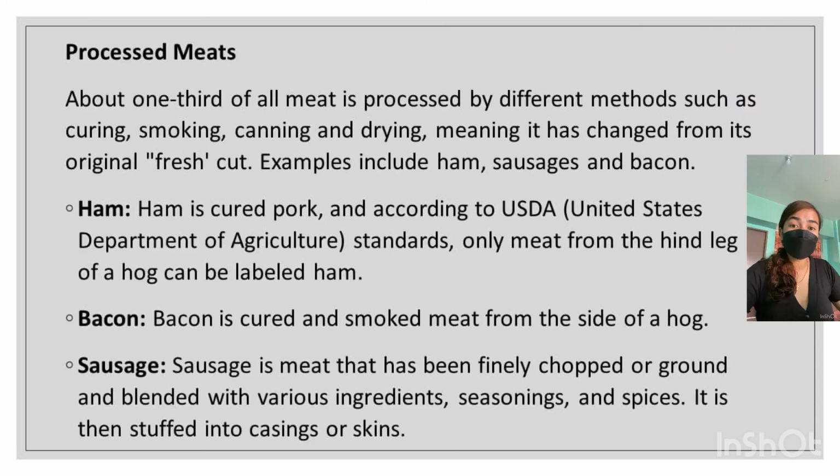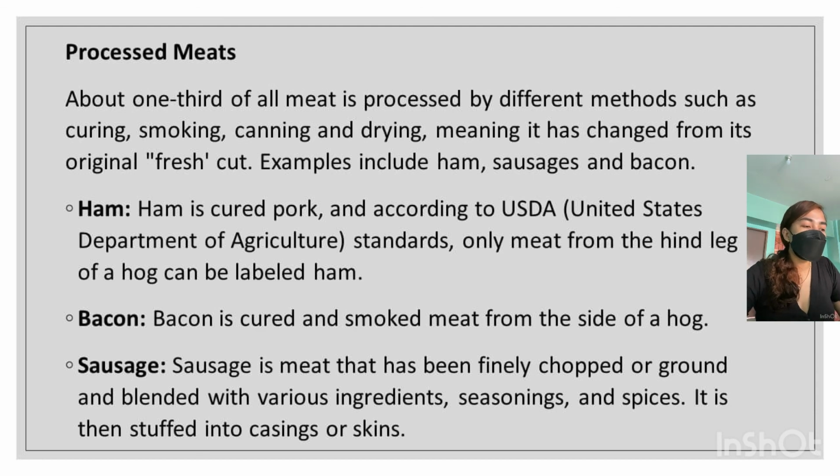Okay, so next we have the processed meats. About 1/3 of all meats is processed by different methods such as curing, smoking, canning, and drying, meaning it has changed from its original fresh cut. Examples of which are ham, sausages, and bacon.